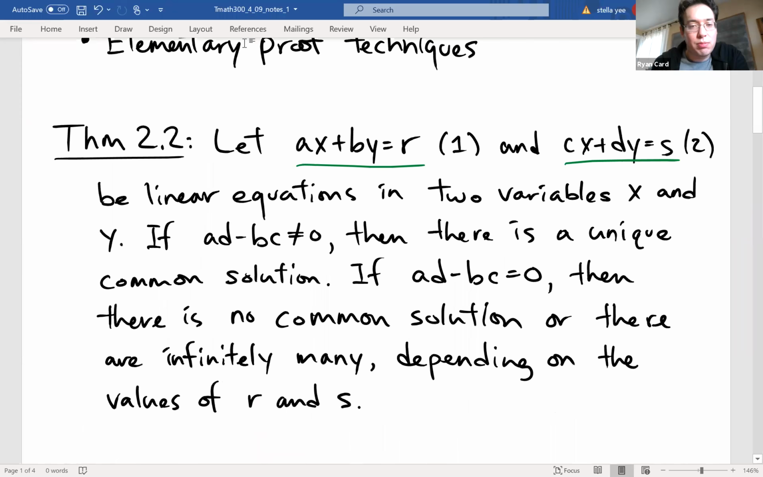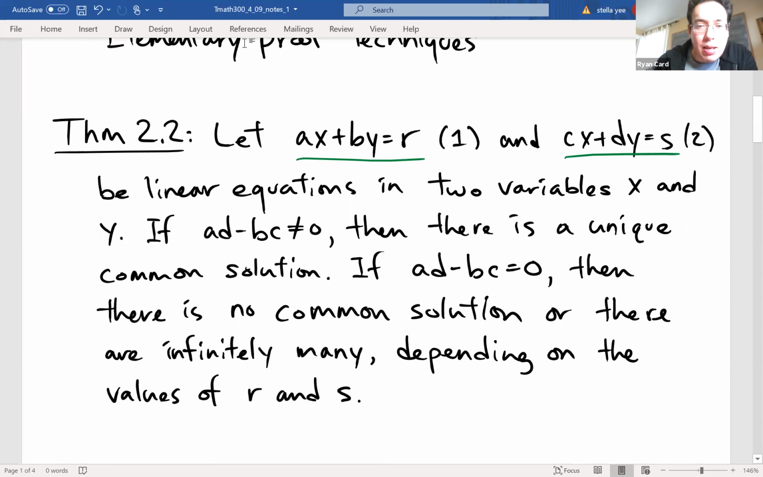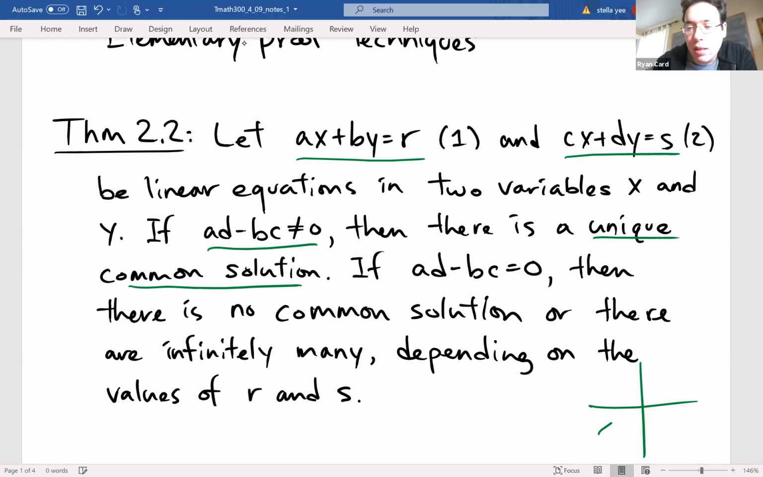So if ad minus bc is not equal to 0, then there is a unique common solution. Unique as in there's only one answer, and common solution as in you have an x and y pair that satisfies both equation 1 and 2 at the same time. Graphically speaking, it's looking at the intersection of 2 different lines. That's what it means by common solution.